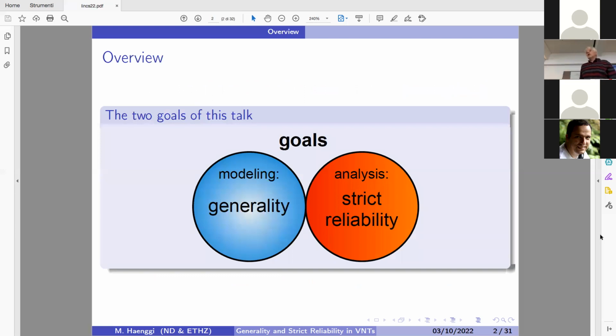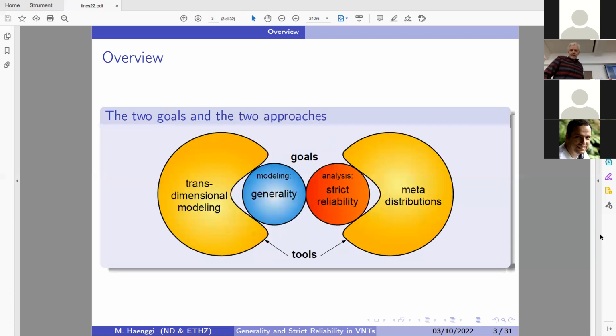So these are the two goals now for this line of work or this talk. On the one hand, we'd like to achieve generality in the network modeling. On the other hand, in terms of the analysis, we want to have a strict reliability, as it might be important, in particular in vehicular safety messaging. So how do we achieve this? So these are the three tools here in yellow. On the one hand, we have a concept that we call transdimensional modeling that allows us to achieve generality while maintaining tractability. On the other hand, to assess reliability guarantees, we use what we call meta distributions.